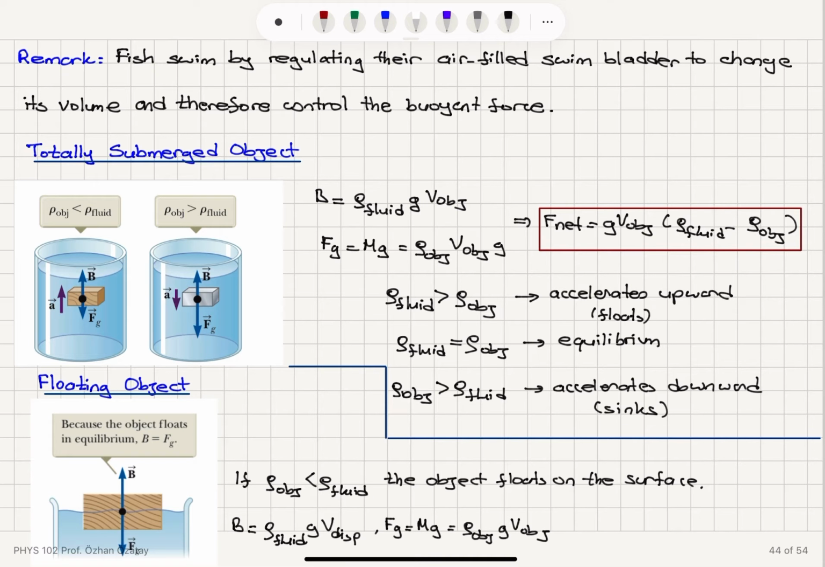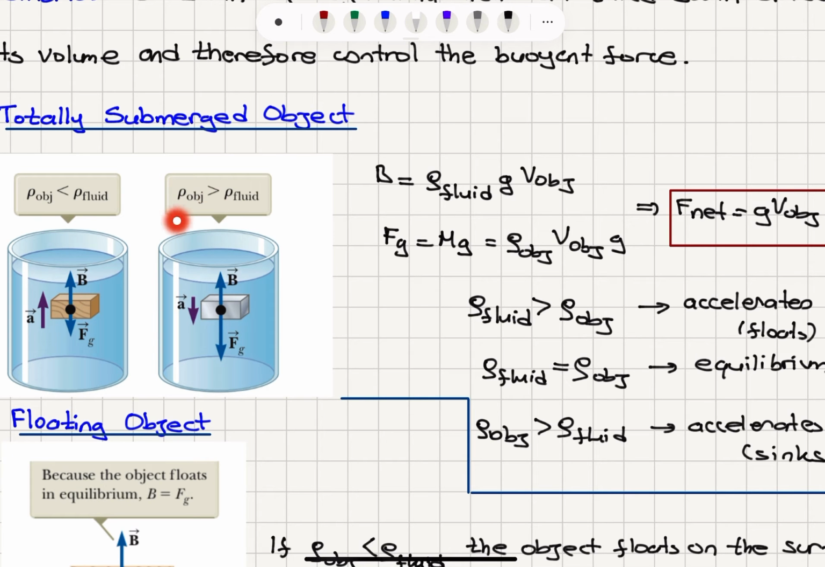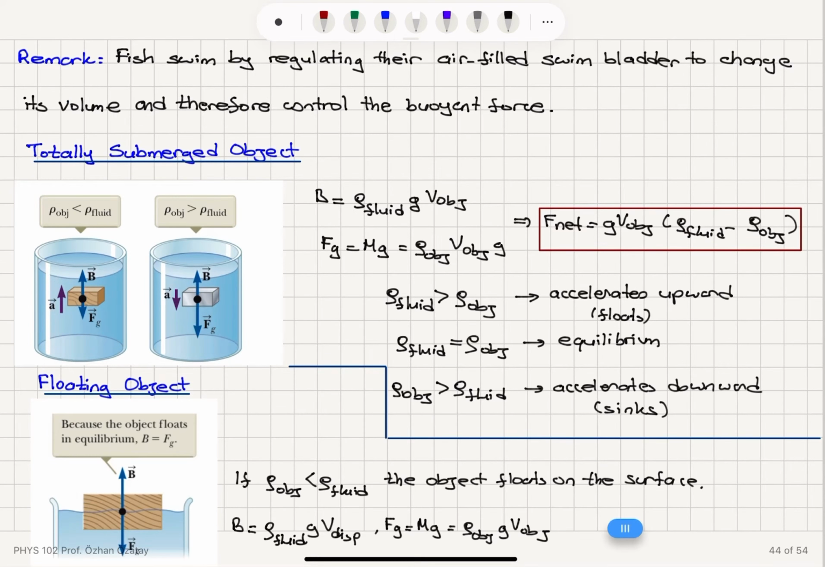Now we have two cases for a totally submerged object. If the density of the object is less than the density of the fluid, the buoyant force is greater than the weight of the object, and the object accelerates upward. If the density of the object is greater than the density of the fluid, the gravitational force is greater than the buoyant force, and the object accelerates downward. If they are equal, then we have equilibrium. The object will move with constant speed or it will be at rest.